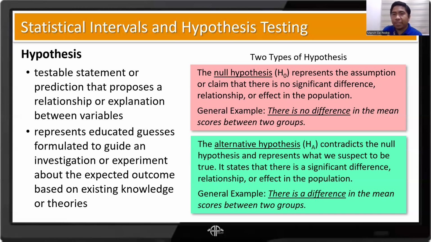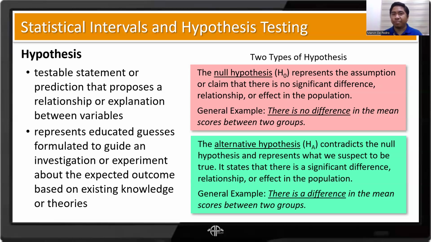For the entire course, please take note that the null hypothesis is represented by H0, or HO for convenience. The null hypothesis represents the assumption or claim that there is no significant difference. Just remember that phrase: null hypothesis, no significant difference. Or maybe no significant relationship or effect in the population. For example, there is no significant difference in the mean scores between Group A and Group B.